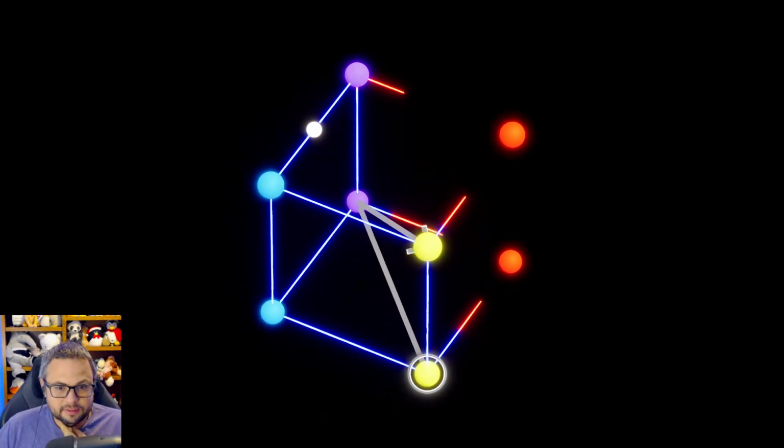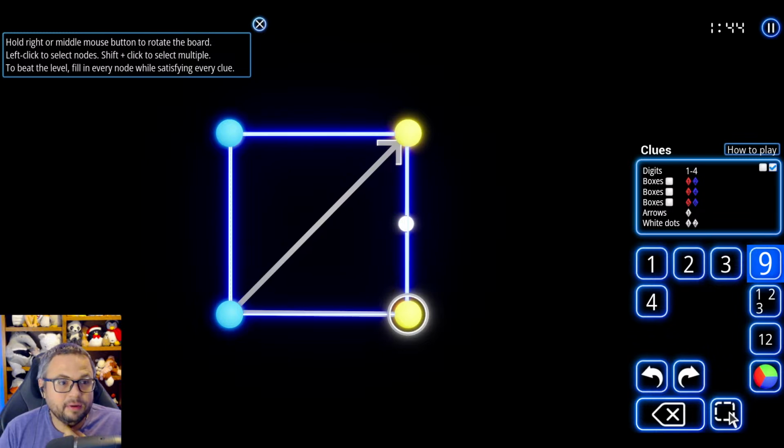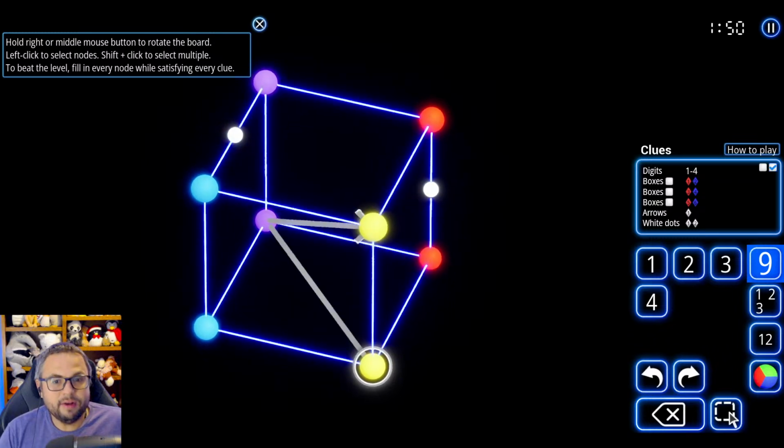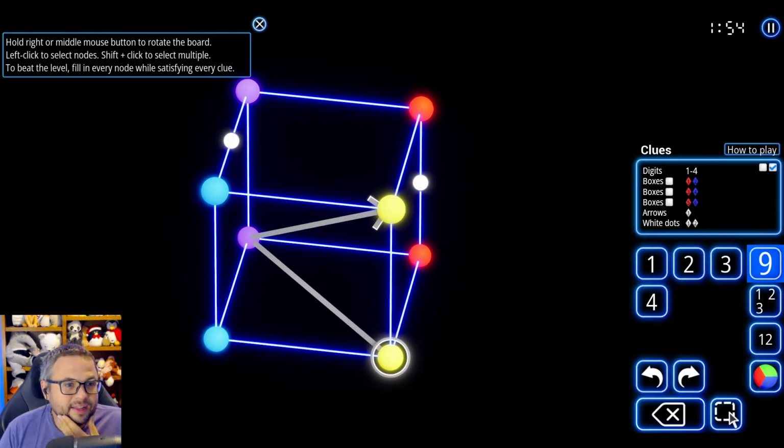Ooh, we've got a cube. We seem to have an arrow. Okay, let's see. Hold the right mouse button to rotate the board. Oh, right or middle mouse button. There we go. Okay, so I can rotate the board. Left click to select a node. Shift click to select multiple. To beat a level, fill in every node while satisfying every clue.